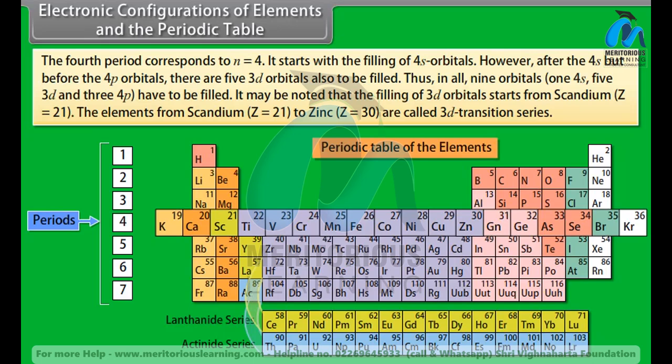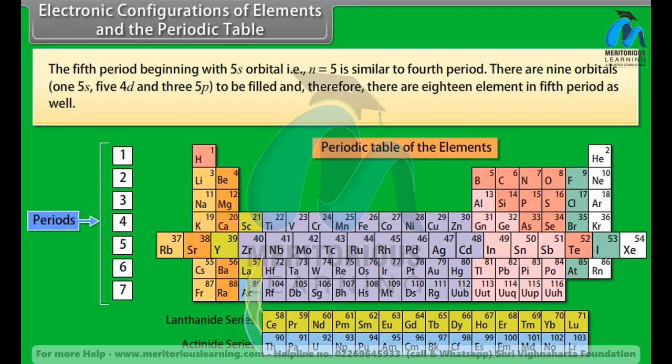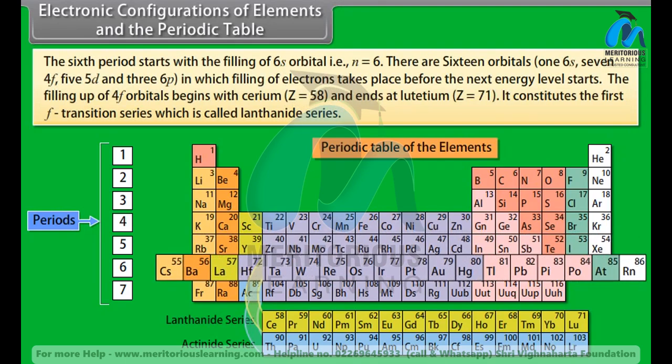The elements from scandium, atomic number 21, to zinc, atomic number 30, are called the 3d transition series. The fifth period beginning with the 5s orbital, that is, n equals 5, is similar to the fourth period. There are 9 orbitals, 1 5s, 5 4d and 3 5p, to be filled, and therefore there are 18 elements in the fifth period as well. The sixth period starts with the filling of the 6s orbital, that is, n equals 6. There are 16 orbitals, 1 6s, 7 4f, 5 5d and 3 6p, in which filling of electrons takes place before the next energy level starts.